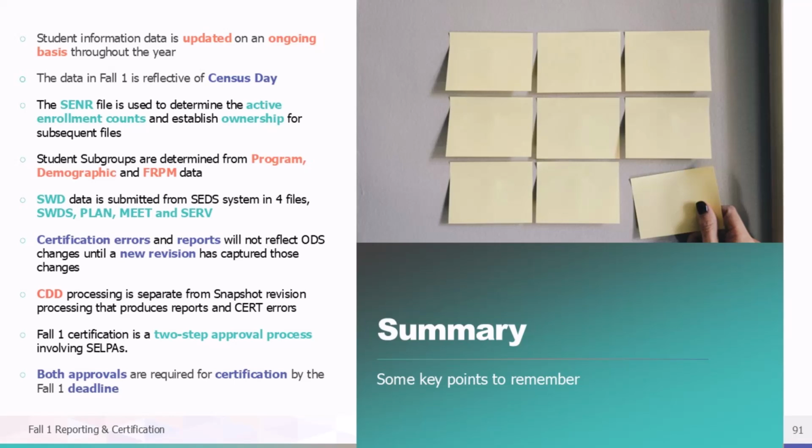So essentially, at the LEA level, you should be confident in your data by the initial deadline. We really would like you to be confident a month before that in November because there's significant data. Typically, your disproportionality data, your P1 counts are going to come from that initial certification deadline. And then lastly, both approvals are required for certification by the Fall 1 deadline, so the end of the amendment window requires your coordination with your SELPA.